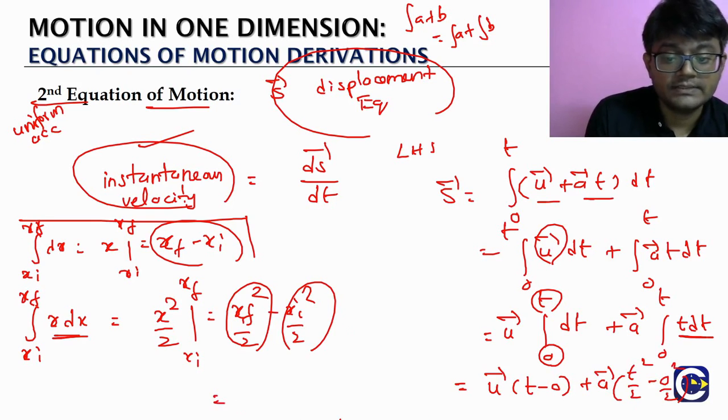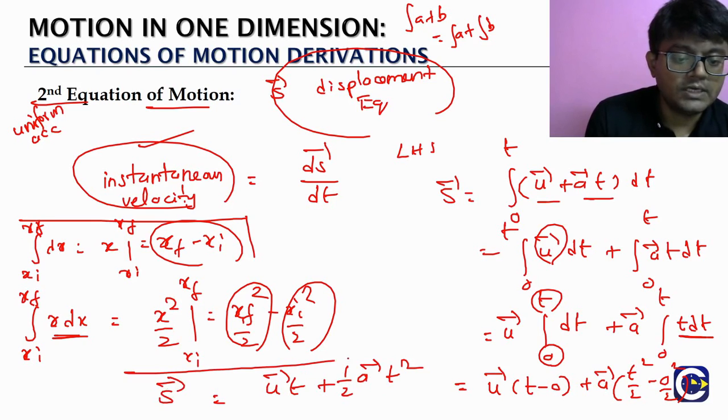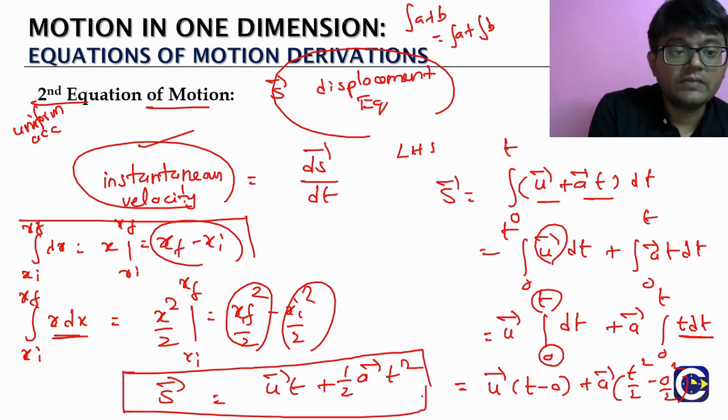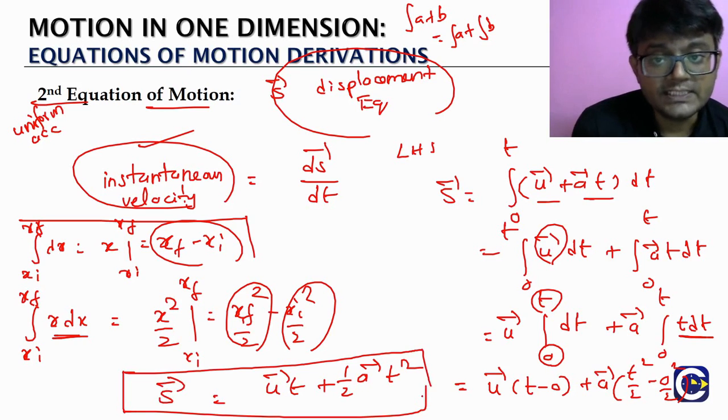Now we got our answer. t minus 0 is t only. So u into t, plus, since 0 square is 0, we have half a into t square. This is the overall displacement of the journey in time t. So this is our second equation of motion. This is for the displacement.